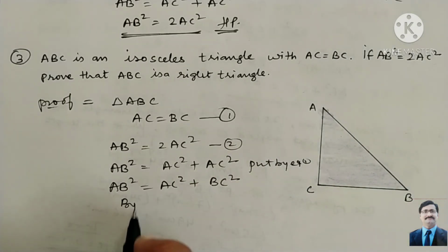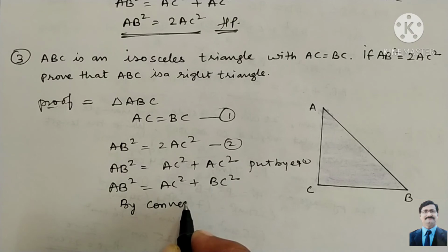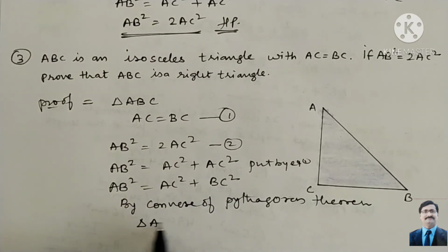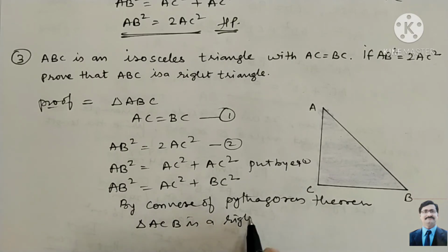So by converse of Pythagoras theorem, triangle ACB is a right angled triangle, and here angle C opposite to AB is angle C. Angle C is 90 degrees. All of you understand this? This is a very important question.